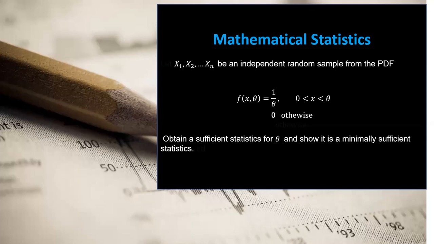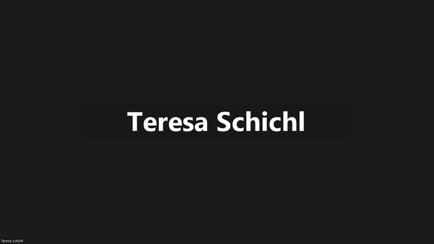So today we're going to continue to look at sufficient statistics. For today's problem, we have an independent random sample from the uniform distribution from 0 to theta. We want to take a look at two things here. The first, we want to find the sufficient statistic for theta. And then, after we find this sufficient statistic, we want to show it is a minimal sufficient statistic. All right, so let's go ahead and start and go to our whiteboard here.